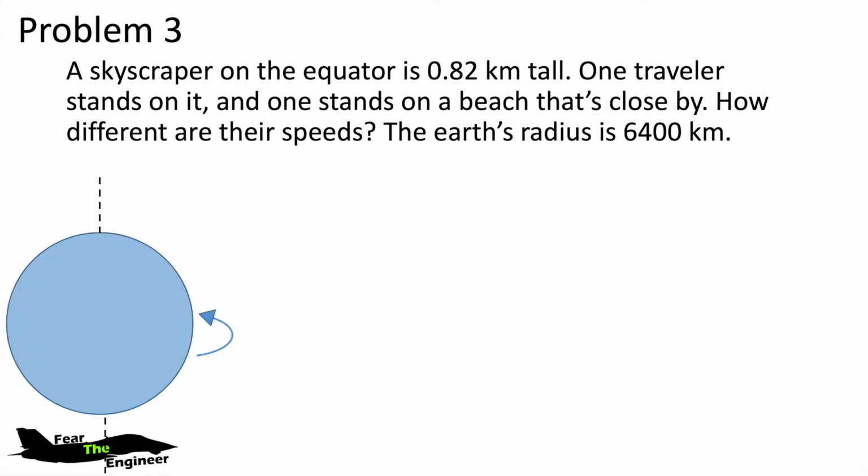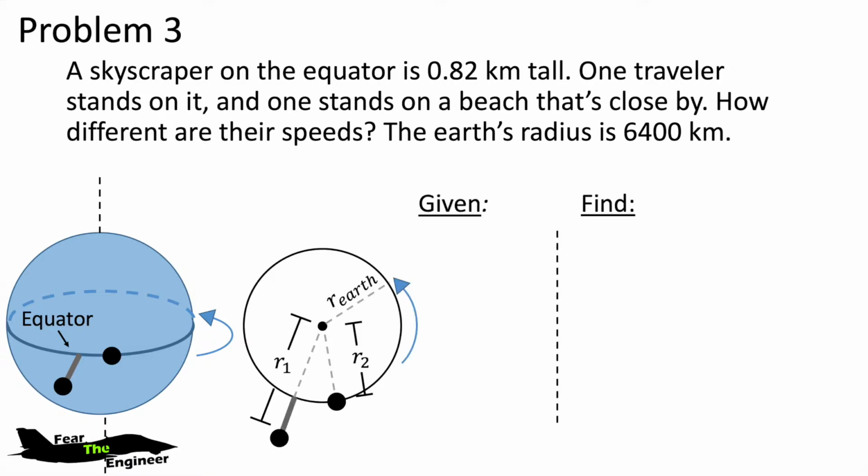Let's start with a quick sketch of Earth. This is the equator. It's the perimeter of the disk in the middle of the Earth. We also know that the equator has a skyscraper somewhere along it. One traveler is standing on it, and another is on the beach next to it, which is at sea level. I'm going to draw the view of this disk from above. Now, let's list givens and finds.